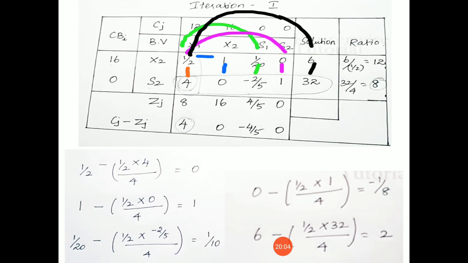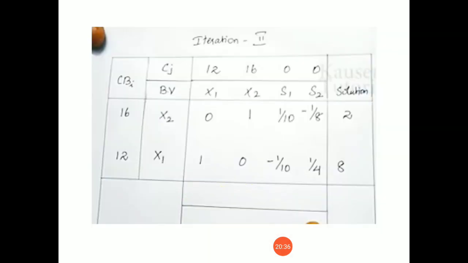For this element I have used orange color to represent corresponding key column value and corresponding key row value. So 1 by 2 minus corresponding key column value is 1 by 2 only, and corresponding key row value is 4 divided by key element 4, which is equal to 0. So we have put 0 as the first element of x2 row.